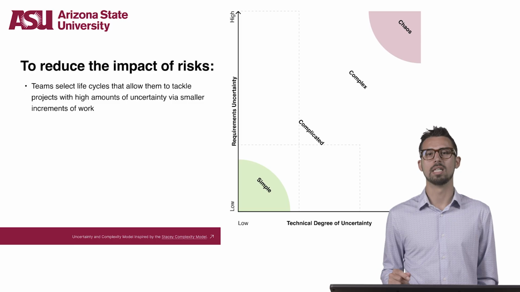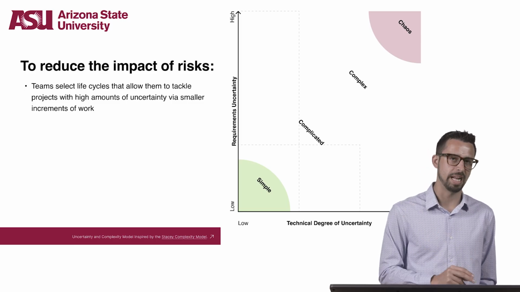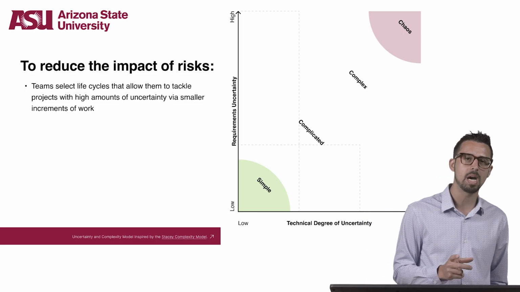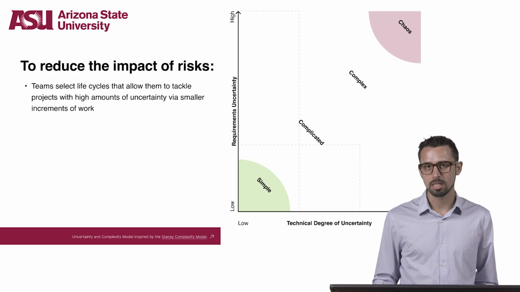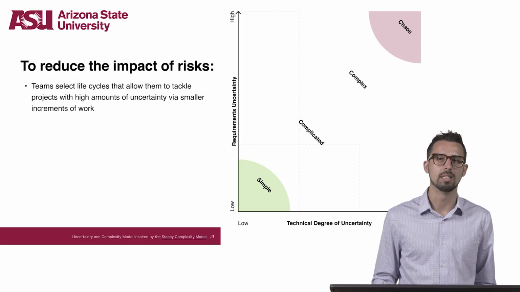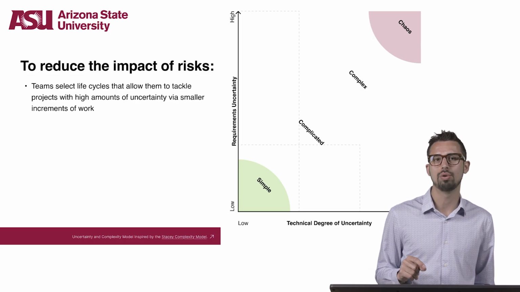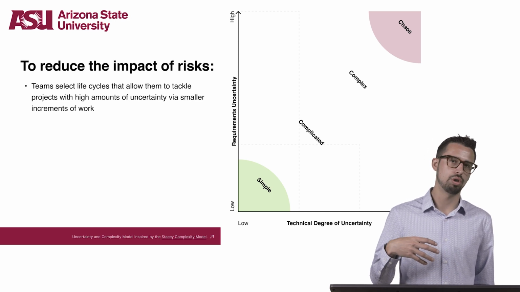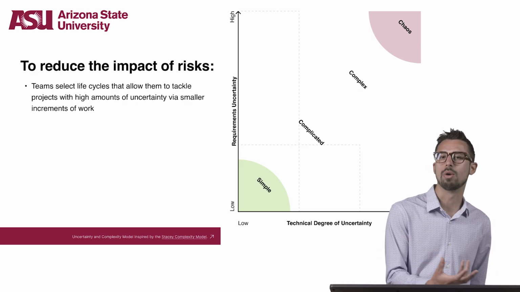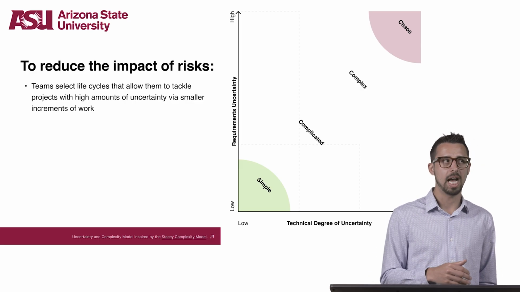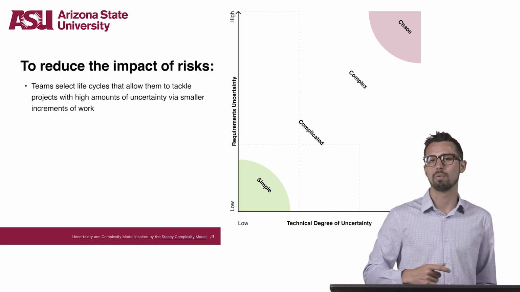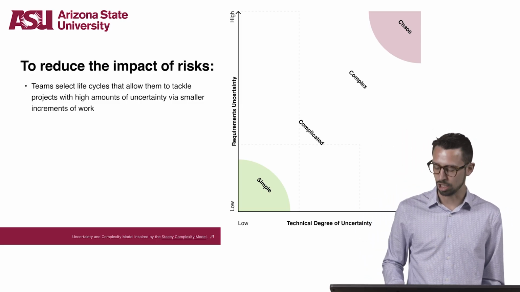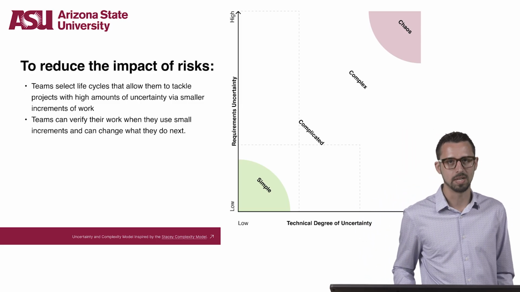The image on the right is what is called an uncertainty and complexity model, which is heavily inspired by something called the Stacey complexity model. Effectively, what this model is showing is in order to mitigate the impact of project risks, teams choose to select life cycles that allow them to tackle projects with high amounts of uncertainty through much smaller increments of work. That should sound familiar, a lot like the Agile process that we outlined in the previous lecture.